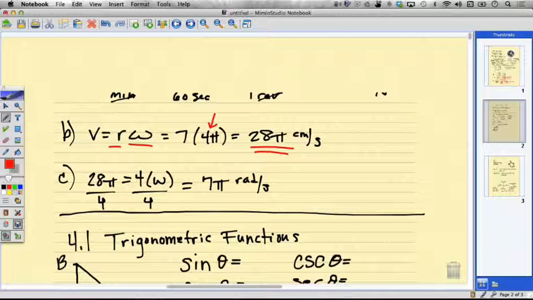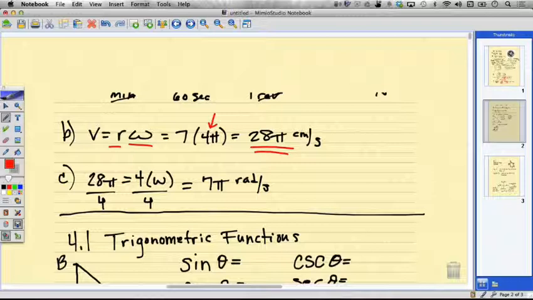The last question is the one that gives most people the issue. If you're looking at the last problem, you've got a couple of things to look at. Why did we set it up like this? 28 pi equals 4 omega. Where does all that come from? 4 is the other radius. Remember, I'm asking you for the angular speed of the smaller wheel. That's what C asks for.